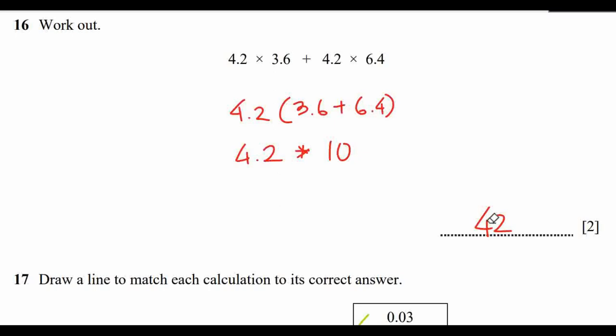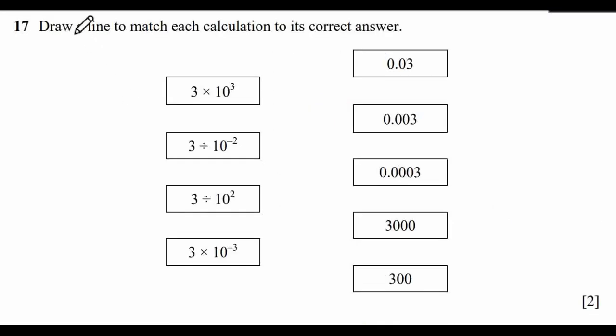Now let's move on to number 17. Question 17 says draw a line to match each calculation to its correct answer. First one, 3 times 10 to the power of 3. 3 divided by 10 to the power of negative 2. 3 divided by 10 squared. 3 times 10 to the power of negative 3. So which one is which?